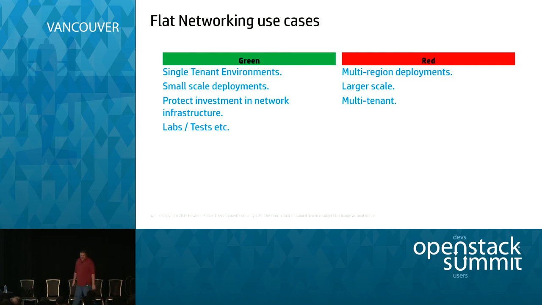On the green side: single tenant, yeah, no problem. Small scale, easy to deal with. Protects investment in your network infrastructure. See, the CFO's happy again. And labs testing small stuff, not really big time, right? Negative: multi-region deployments, it's going to fight you every step of the way if you're trying to do multi-region with flat networking. Larger scale, you get into massive management of addressing spaces, and multi-tenant just makes it even worse. So there you go, flat networking in a nutshell.